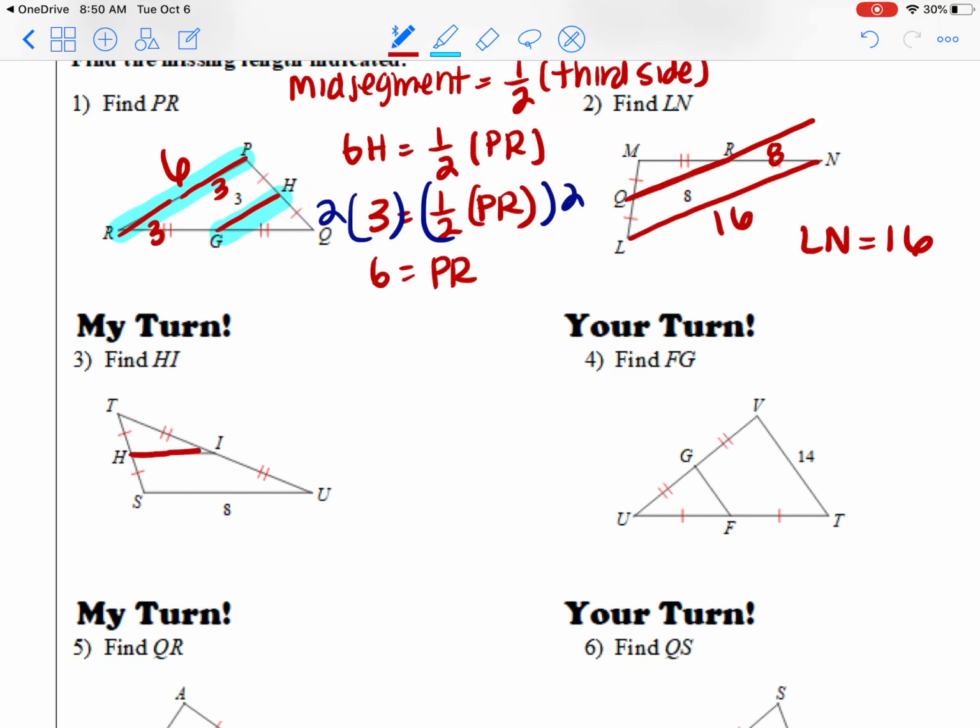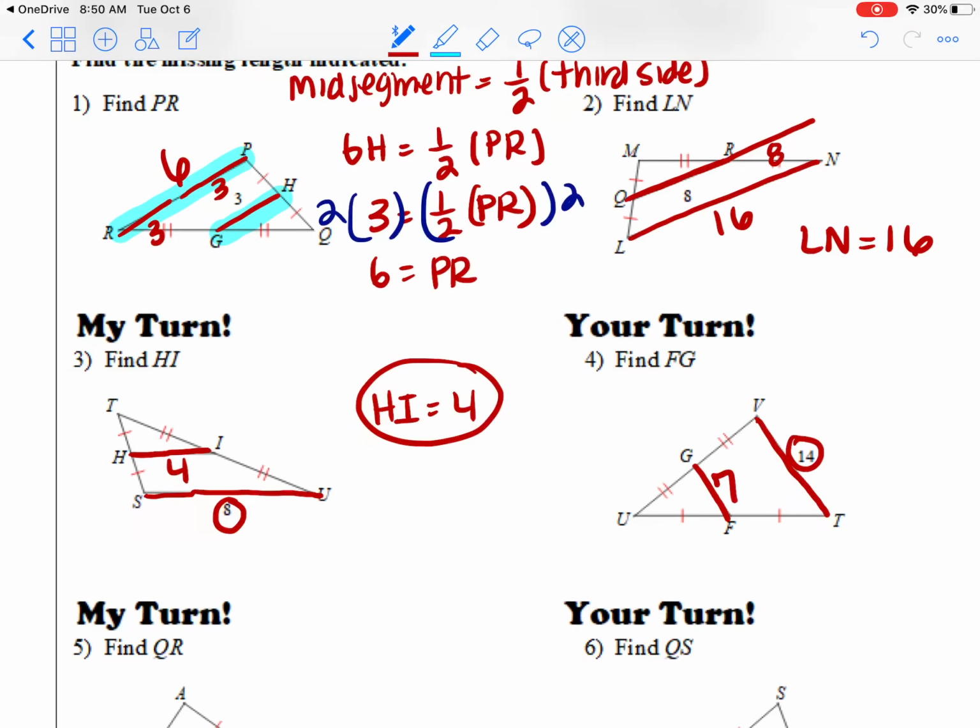Now they're saying find HI. And notice that they're giving you the whole third side. HI is going to be half of that. So if the third side is 8, then HI will be 4. It's shorter, right? Also think outside of the box, right? FG, find FG. When the third side is 14, half of that will be 7. So FG equals 7. As simple, as easy as that.